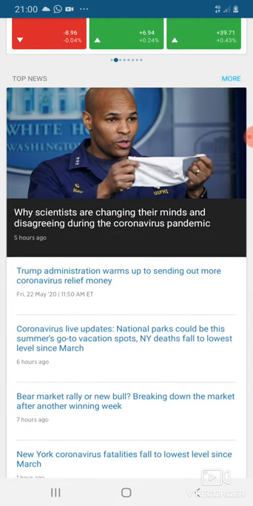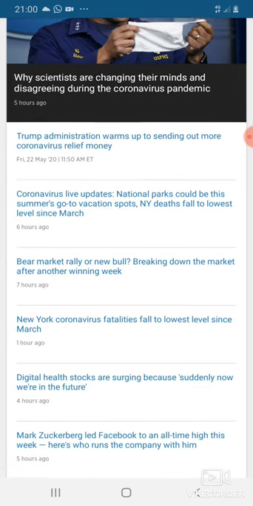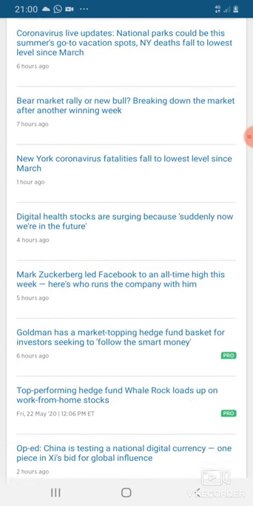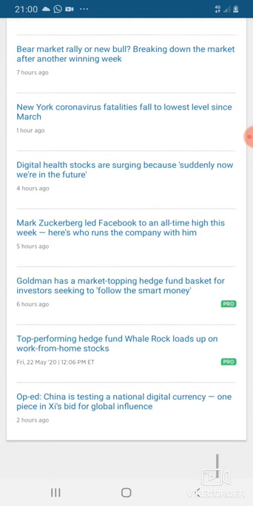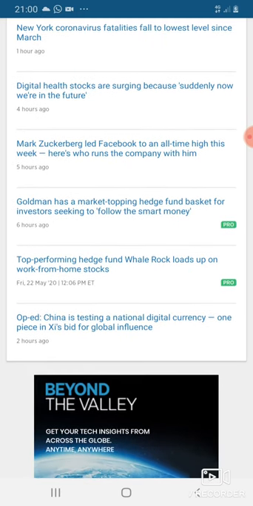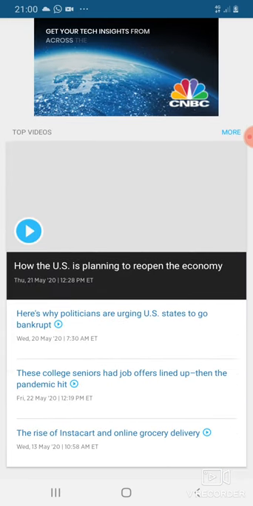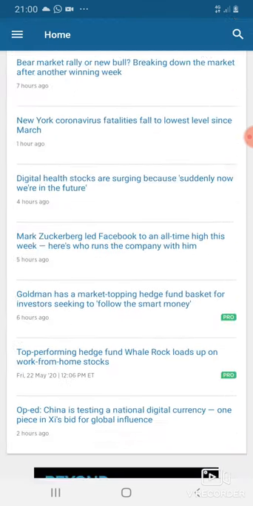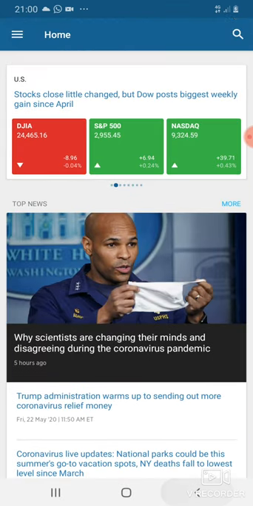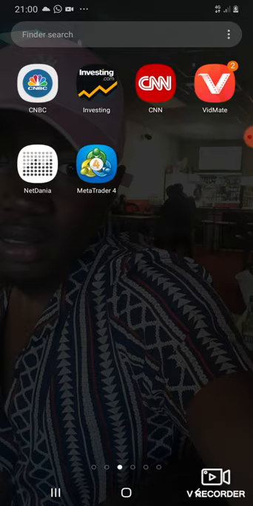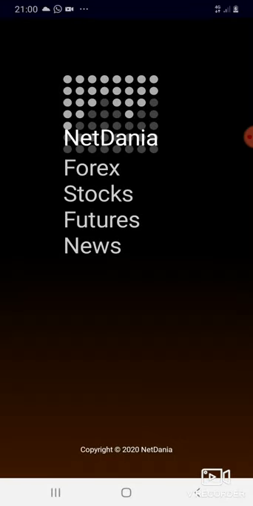So at least you should try to get this app. As you can see, it notifies me every time something happens in the market. Every time. So yeah, you should try getting this app again. And then another app, let me log out of this one. Another app is this one. I also get notifications from this app.